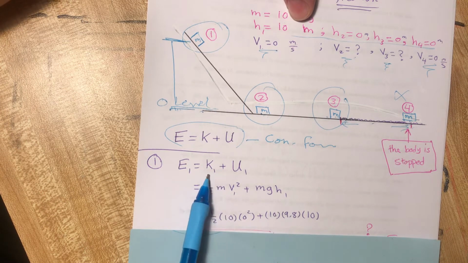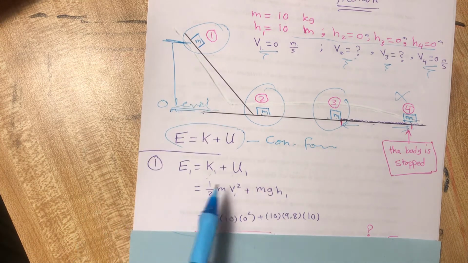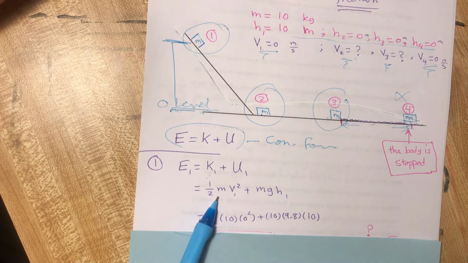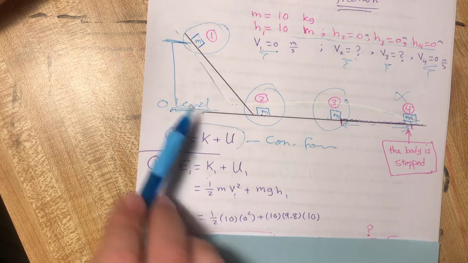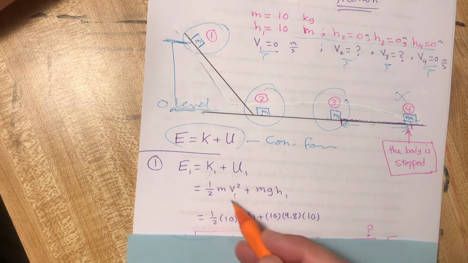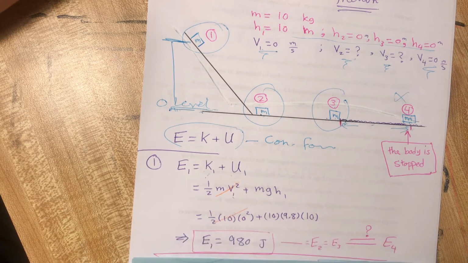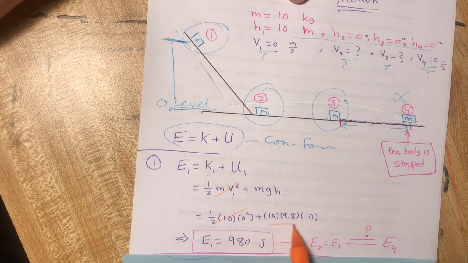Okay, at point number 1, if we need to compute the total mechanical energy, we need to find the kinetic energy at that point and the potential energy also at that point. From the formulas for the kinetic and potential energy, the velocity at that point is 0, so the kinetic energy at that first point will be 0. But the potential energy can be computed, and the total mechanical energy is 980 joules.